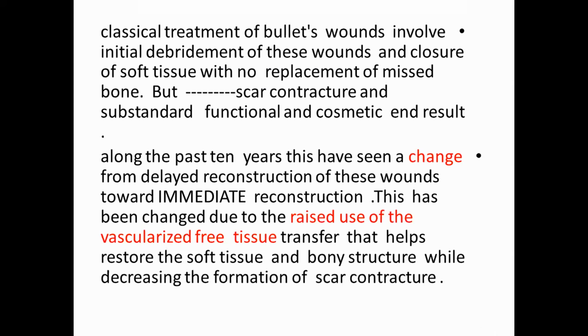Whereas nowadays, this trend has changed toward immediate reconstruction. Actually, this change just happened because of the increased use of vascularized free tissue. So nowadays we are very familiar with the use of vascularized free tissue. This method, which is the immediate reconstruction, will result in less scar formation and less scar contracture.